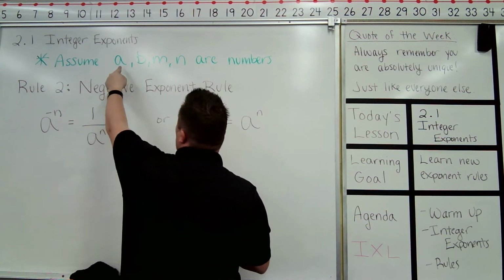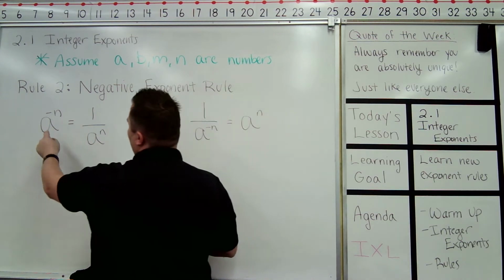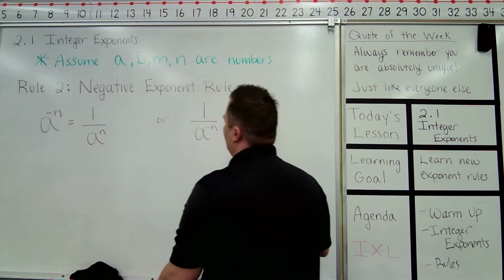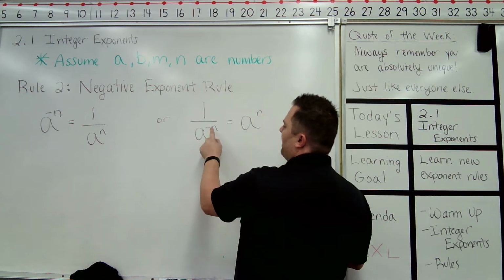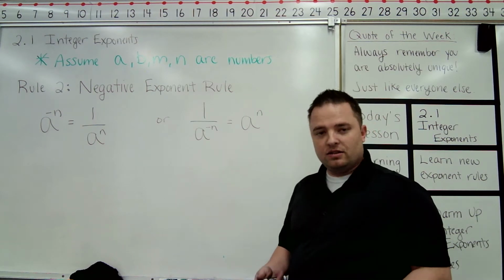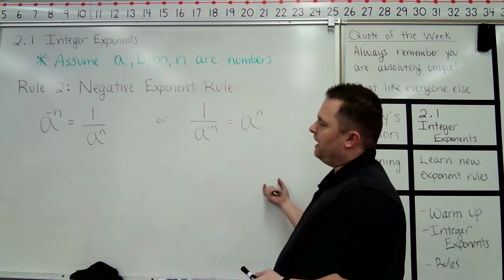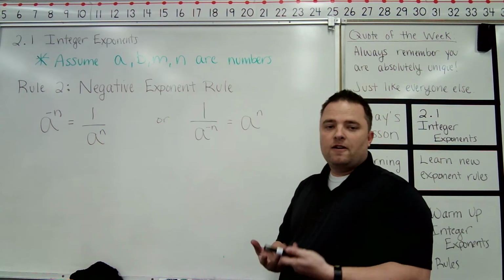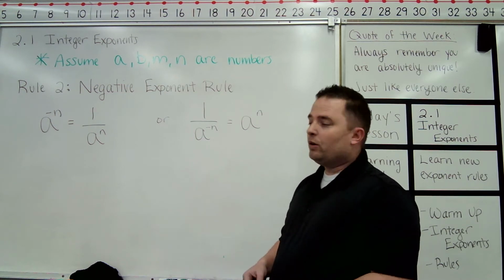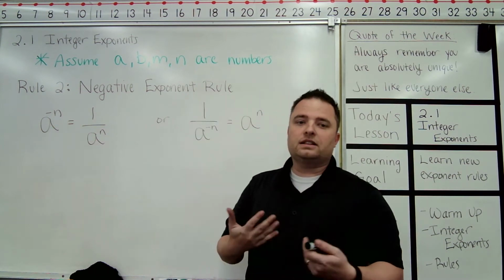Remember for this exercise that a, b, m, and n are all numbers. So what this is basically saying is if I have a number with a negative exponent, or if I have a fraction, right, with the number and the negative exponent, I need a way to deal with it. Up until now, we've been dealing with positive exponents, and we can write them out. 5 to the third is 5 times 5 times 5, and we're okay with that. We don't have any way to deal with negative exponents until now.